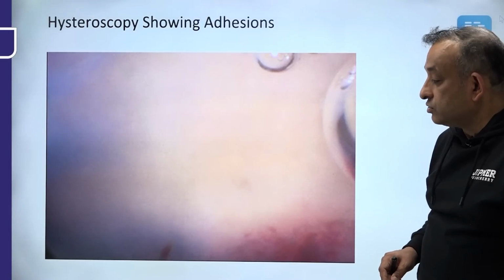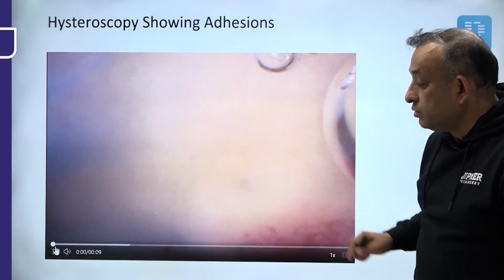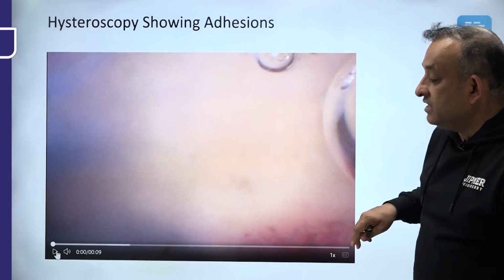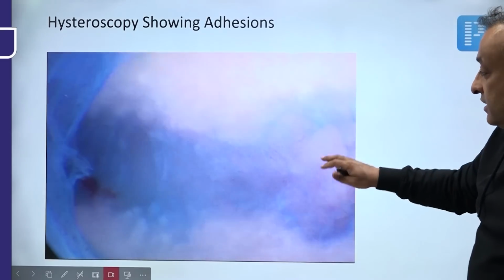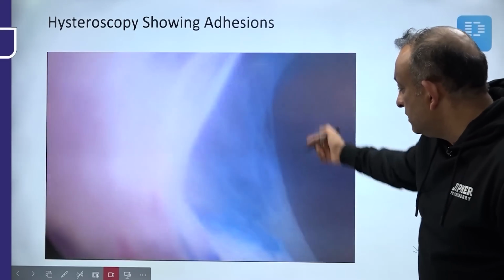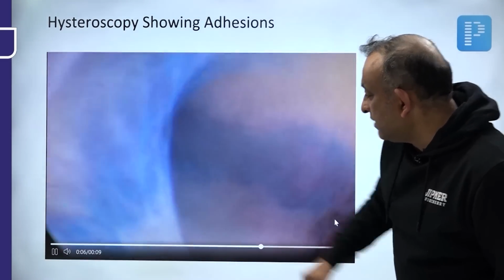Now, when you're doing a hysteroscopy, see here, in a hysteroscopy, you'll have a direct visualization of the bands of adhesion. Look, you're doing this and straight away I'm showing you the fundal bands here, and then on the side there are some bands of adhesion.